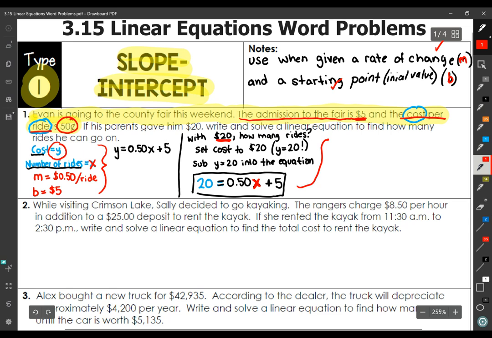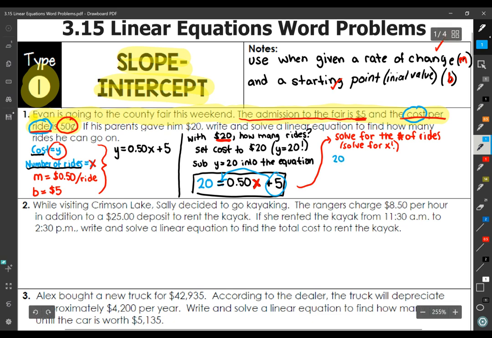So what we're going to do is solve for the number of rides, right? And that means solve for x. Okay, so let's take this linear equation and start to rearrange it. The first thing I'm going to do is pick up this plus 5 and bring it to the other side, because I want to isolate the x.